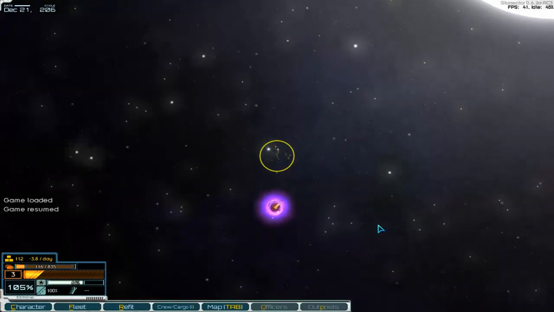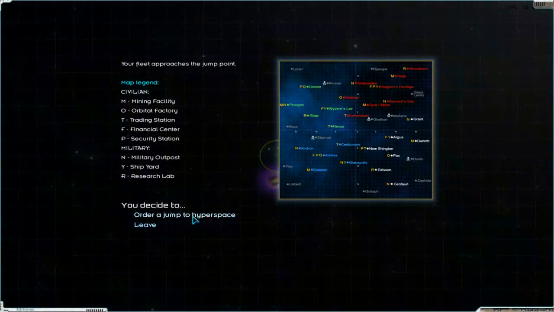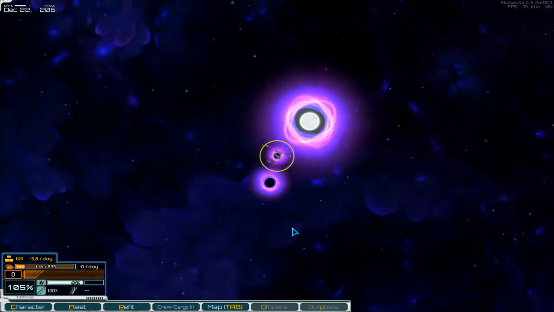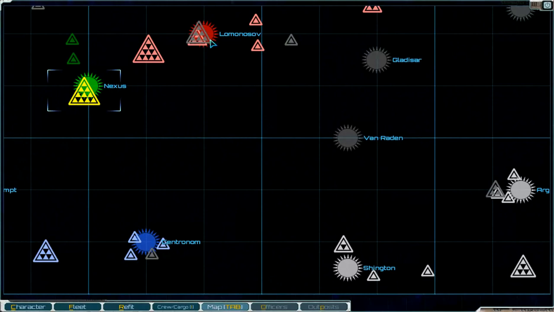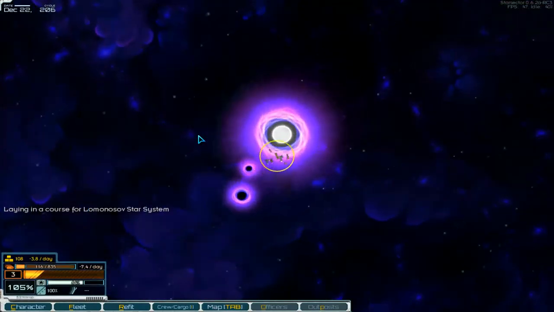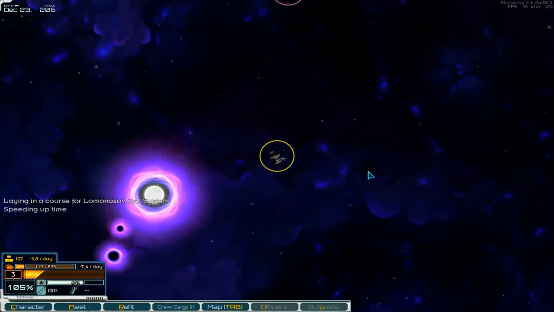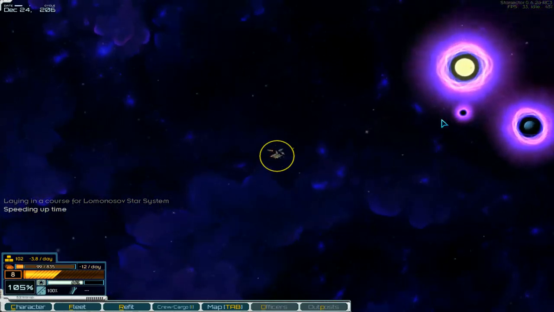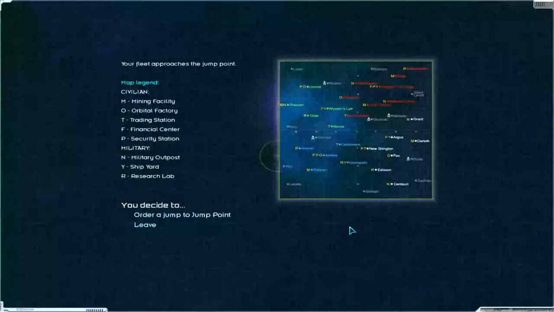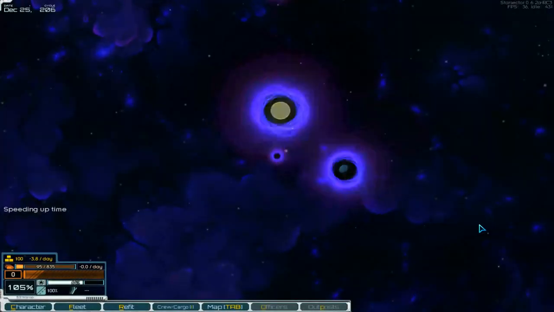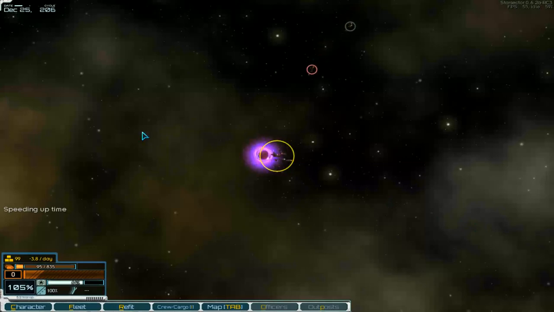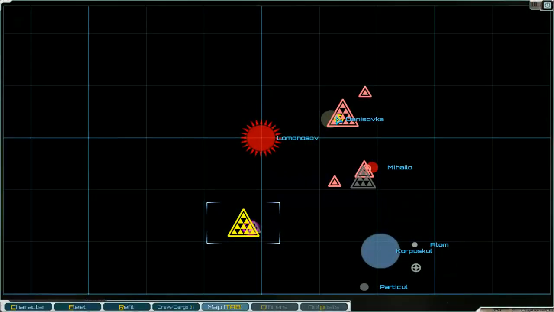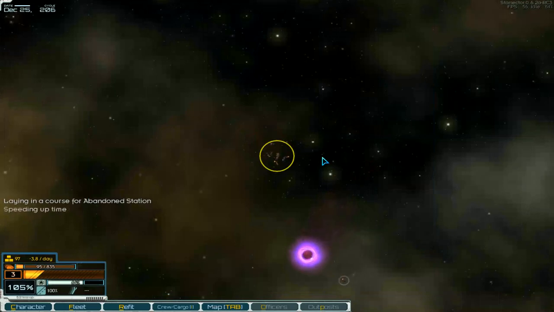Okay, here we are and we are going to the jump point to hyperspace to our factory. Yeah, we've got minerals and okay, let's go to Lomonosov. Speeding up time. And yeah, there we are. Okay, let's go into the system. And then where is our station? Over there. Factory, is it?